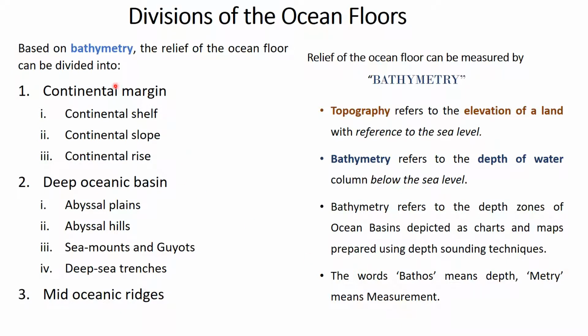But please remember, based on bathymetry, we can divide it into the continental margin, which has the continental shelf, continental slope, and continental rise. And then as we go deeper into the ocean, we have the deep oceanic basin. In the ocean basin, we have different features which rise from the ocean: the abyssal plain, abyssal hills, seamounts and guyots, deep sea trenches, and mid-oceanic ridges. Okay, so we'll go to the next slide.